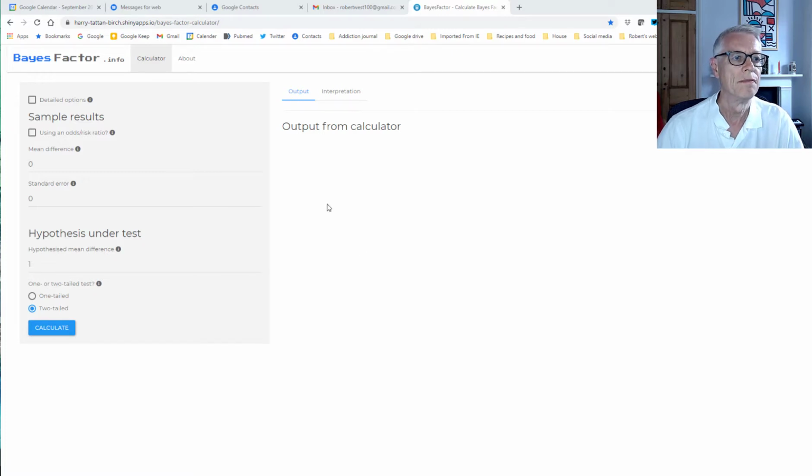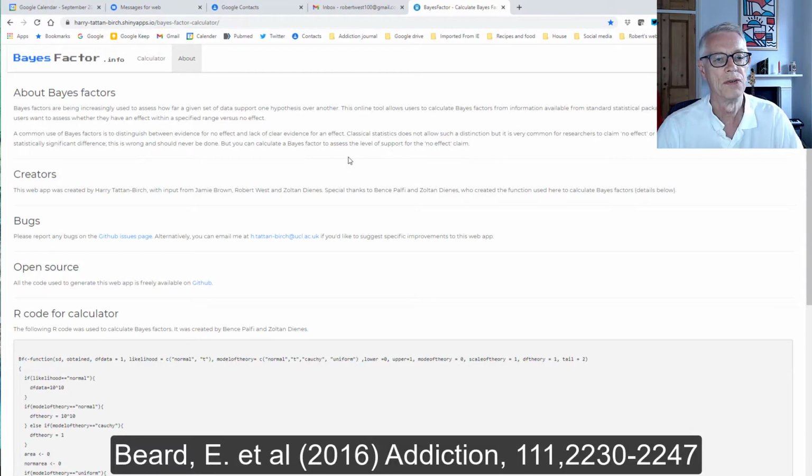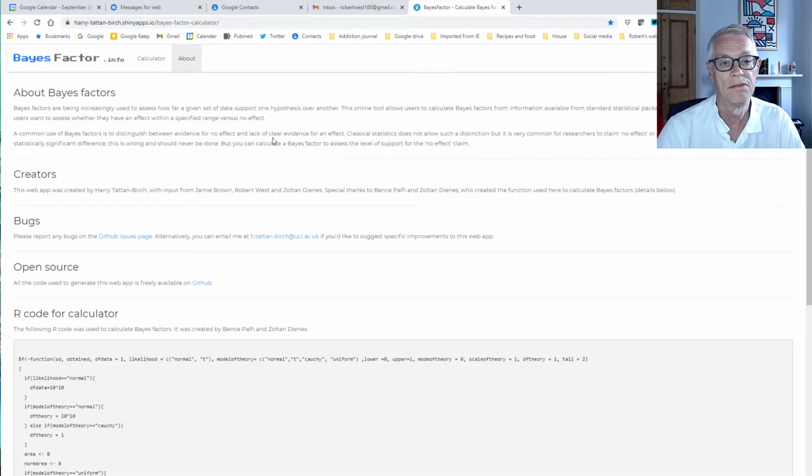In this website, you can click on the About section, and it just gives you a very brief introduction to the use of Bayes factors. And in the captions, you'll see a reference to an article which provides more information on this in the field of addiction, but the same principles apply elsewhere.